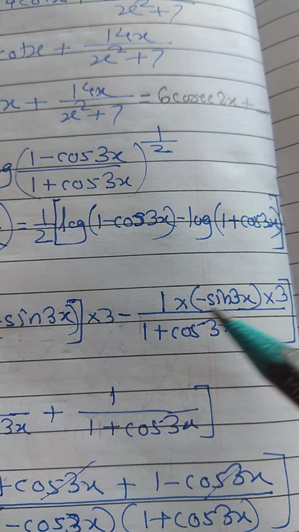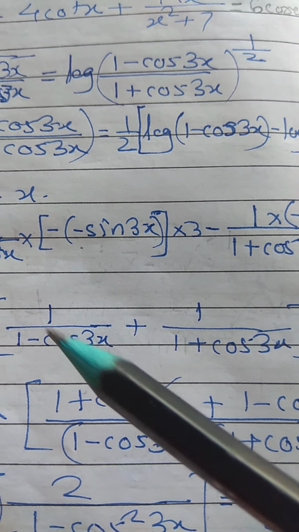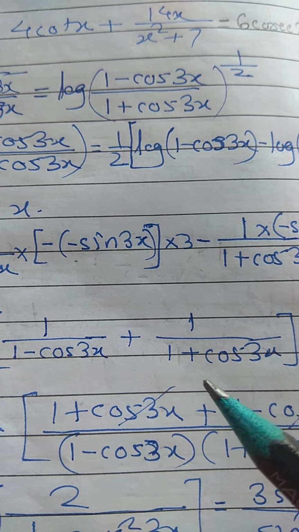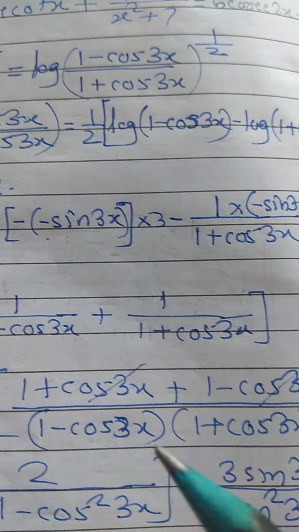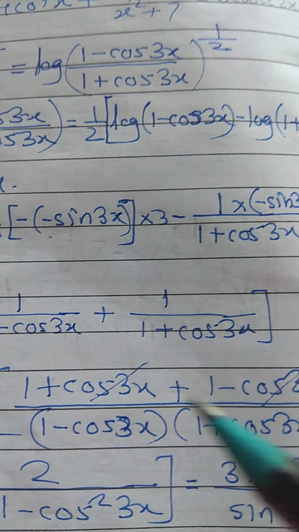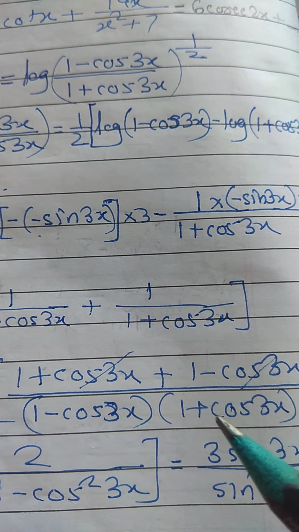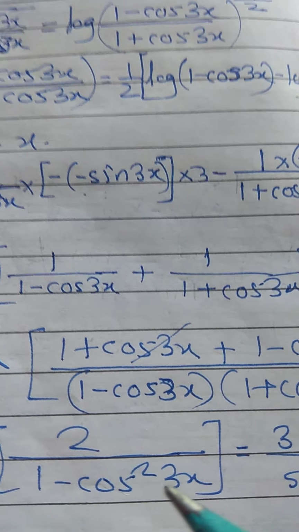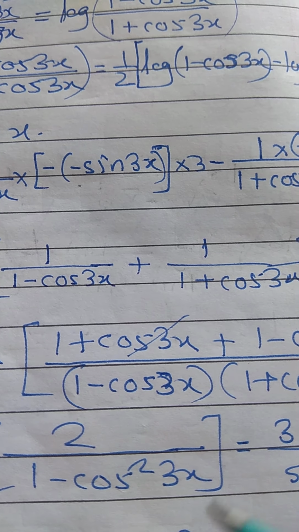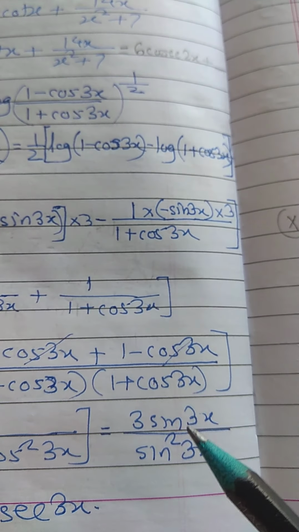This 3 sin 3x is common, it is outside the bracket. Now we can cross multiply: 1 plus cos 3x plus 1 minus cos 3x upon (1 minus cos 3x) into (1 plus cos 3x). This plus cos 3x will get cancelled with this minus cos 3x. 1 plus 1 will become 2. Now (a minus b) into (a plus b) is always equal to a square minus b square. 1 square is 1. So 1 minus cos square is always equal to sin square.